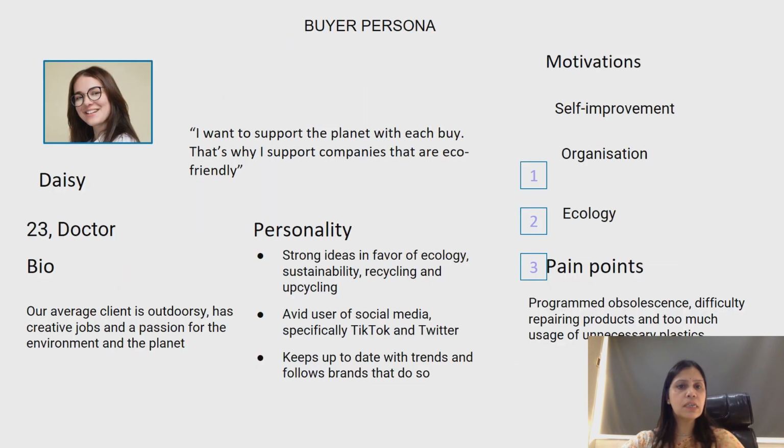Moving forward, this is a sample of buyer's persona which is generated through AI, wherein you get to know very closely about your buyer. This is Daisy, who is 23 years old. She's a doctor. These are her personality traits. These are certain motivators that help her in getting motivated about certain things. She's focused towards self improvement. Then certain pain points are mentioned.